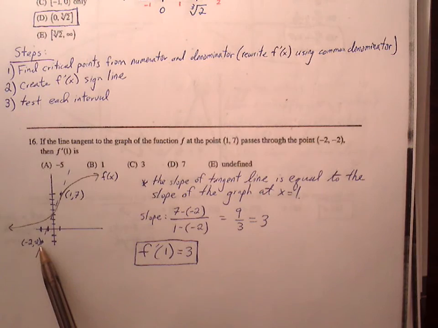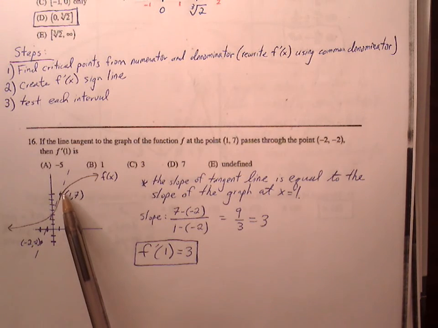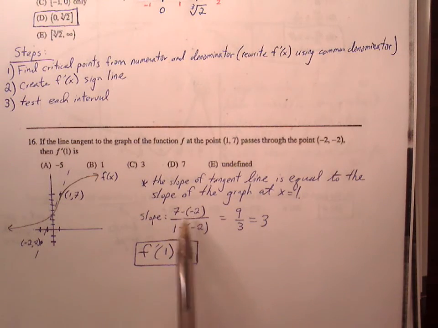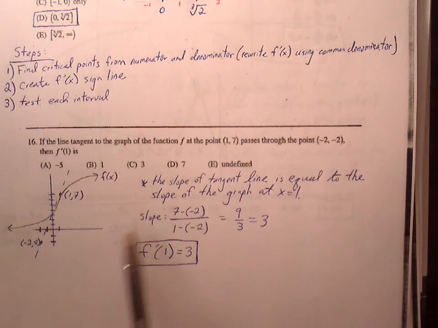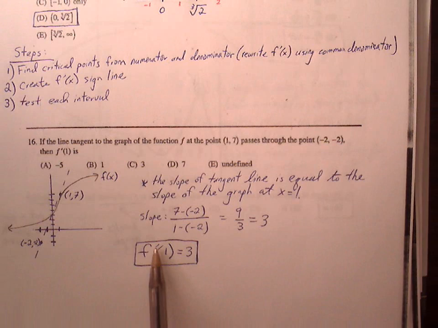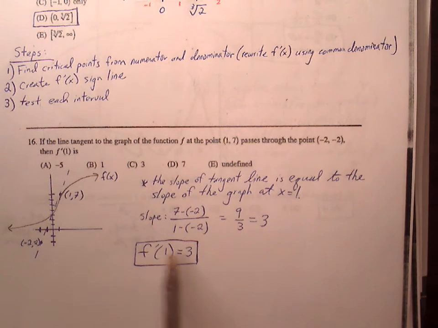So tangent means that it must share the same slope. So if I can figure out the slope of this tangent line, then I know the exact steepness and slope of the curve at that point. So the slope of that tangent line, I just do change in y over change in x, 7 minus -2 divided by 1 minus -2. That gives me a slope of 3. So the tangent line has a slope of 3. So the slope of this graph at x equals 1 must also be 3.